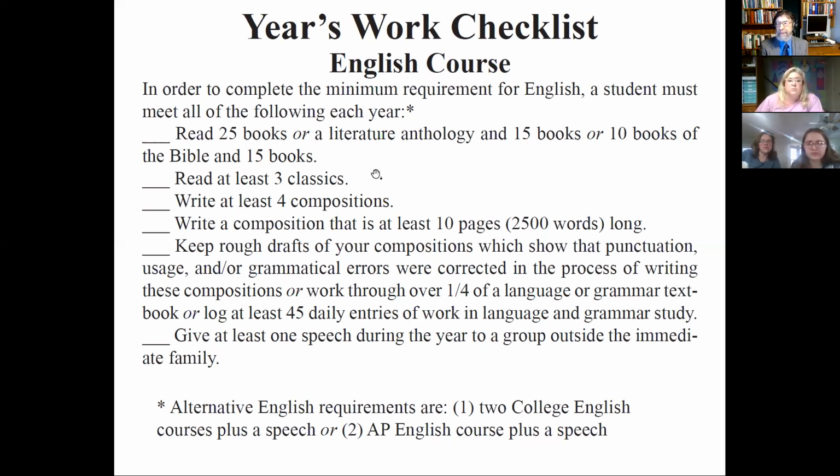Now, the definition of classics depends upon the student. If it's a person who's still reading at, say, the junior high or elementary level, a Newbery award-winning book is a classic. Any book that has won an award is a classic. Almost any book that has stood the test of time is a classic. Also, almost every book that a movie has been made of is a classic. So among those 25 books, there should be at least 3 classics. That's our reading requirement. Does anybody have any questions about our reading requirement before I go on to the next step?